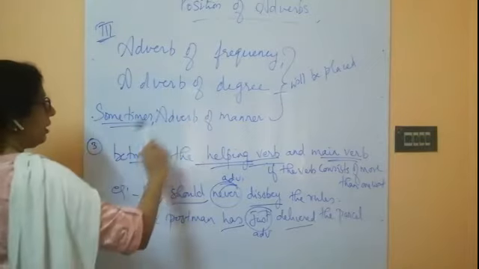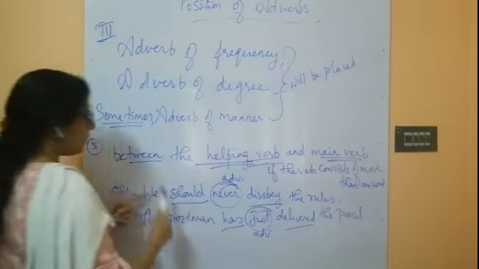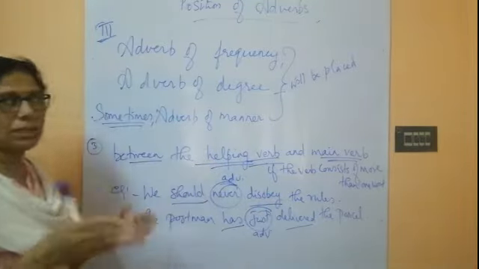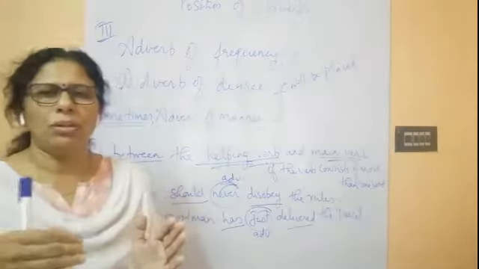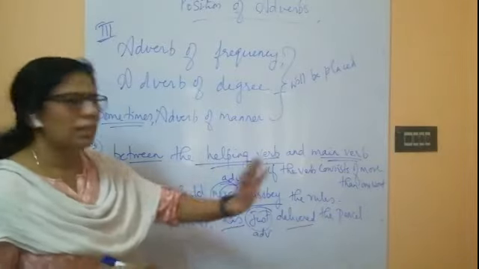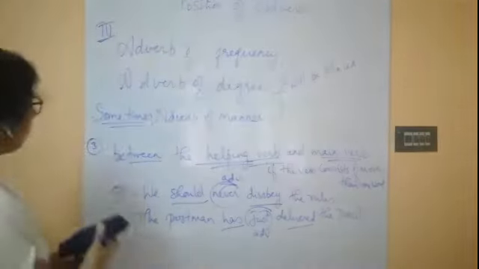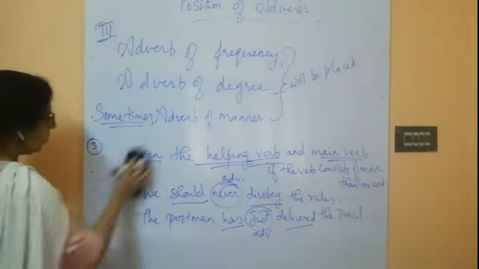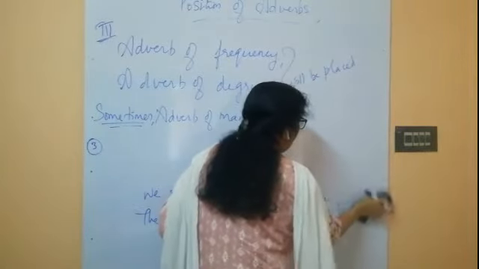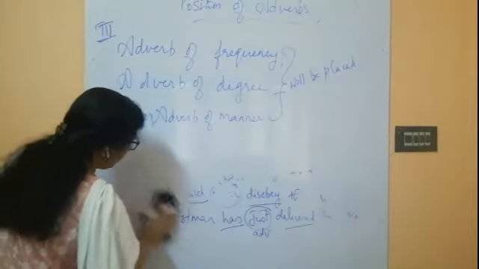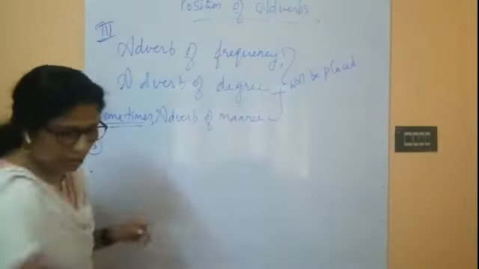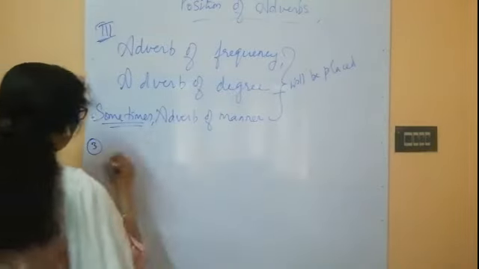See, adverbs of frequency, degree and manner will be placed between the helping verb and the main verb if it consists of more than one. Okay, if only main verb is there, between the subject and the main verb; if helping verb and main verb are there, between the helping verb and main verb. We should never disobey the rules. The postman has just delivered the parcel. Okay, and next one, before the verbs. So 3 is over and next fourth subdivision, before the verbs have to and used to. So all these are the subparts of this main rule only.